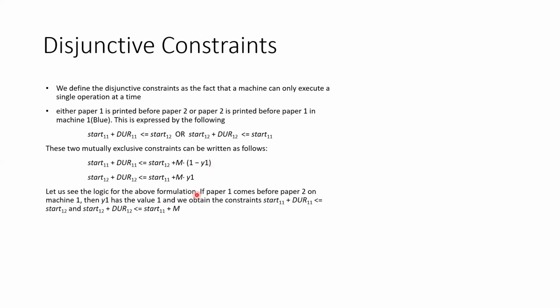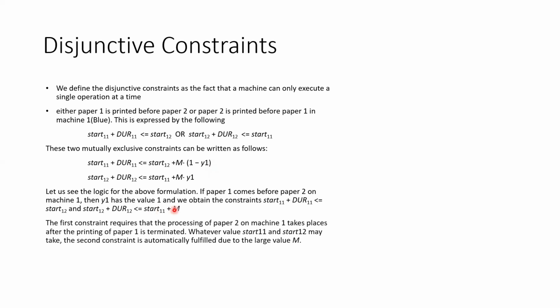To see the logic, if paper 1 comes before paper 2 on machine 1, then the y value will be 1 and we obtain the constraints: the start time of paper 1 in machine 1 plus its duration should be less than or equal to the start time of paper 2 in machine 1, and the start time of paper 2 in machine 1 plus its duration should be less than or equal to the start time of paper 1 on machine 1 plus a big number. The first constraint requires that the processing of paper 2 on machine 1 takes place after the printing of paper 1 is terminated. Whatever values start 1 and start 2 may take, the second constraint is automatically fulfilled due to the large value of M.